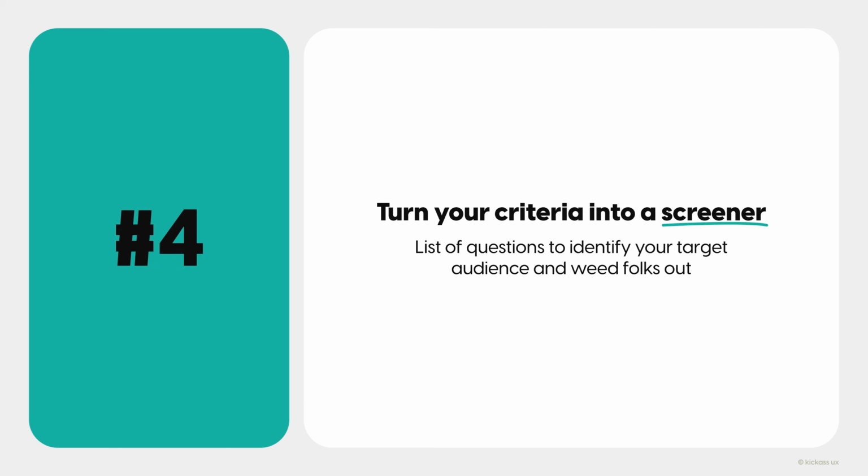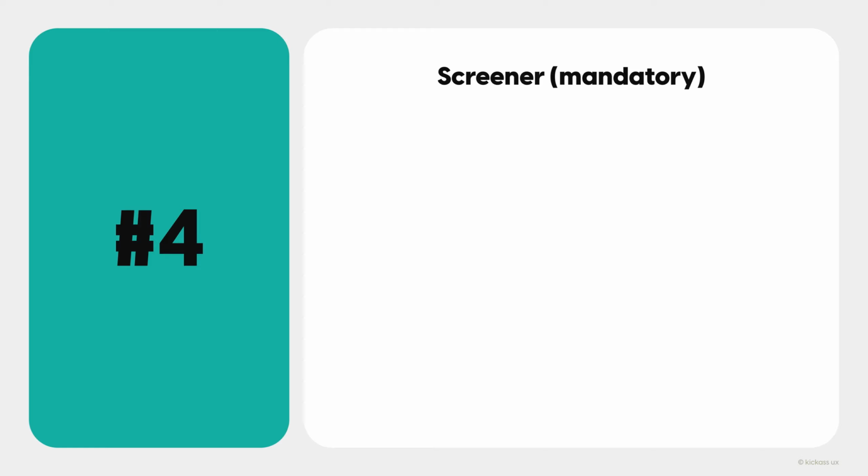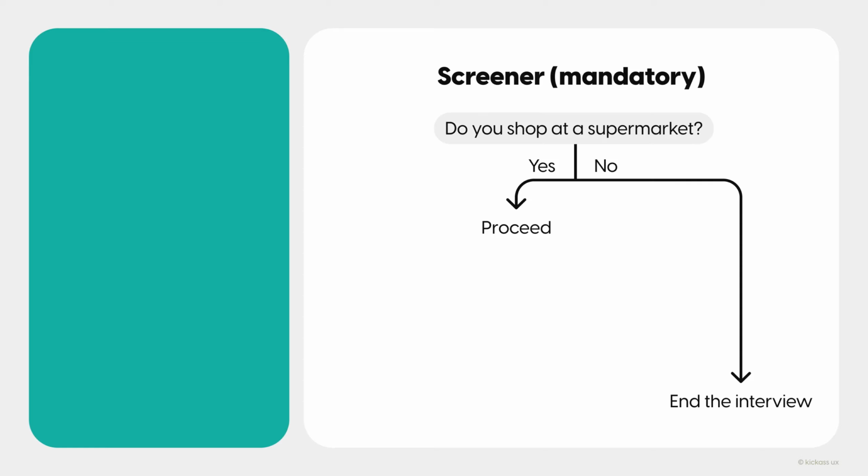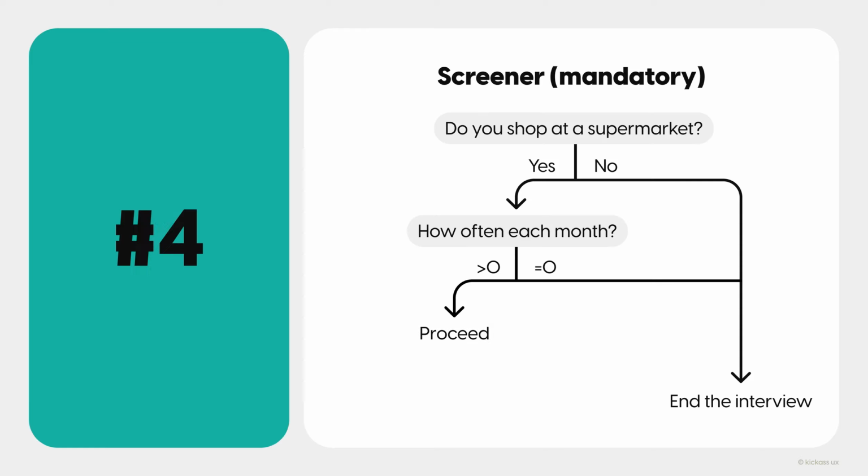Next, create your screener by turning your criteria into questions. A screener is a list of questions that help you identify your target audience and weed out those who don't fit your criteria. Getting back to the supermarket discount app as an example, here's what our screener could look like. Do you shop at a supermarket? If no, end the interview. How often do you shop at the supermarket each month? If zero, end the interview. That's it.